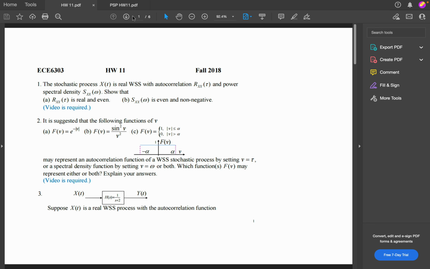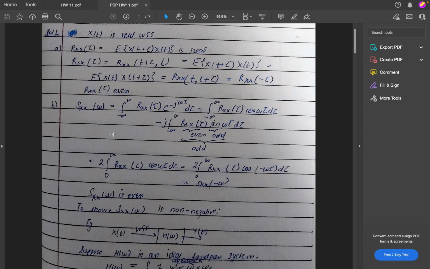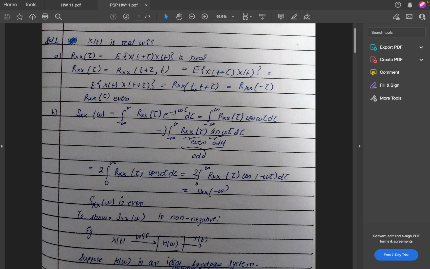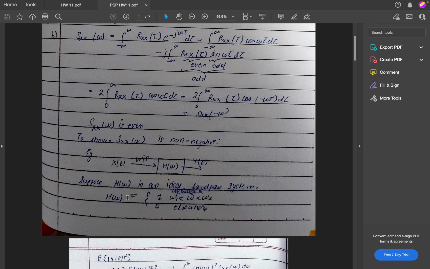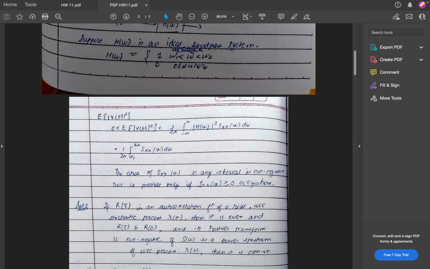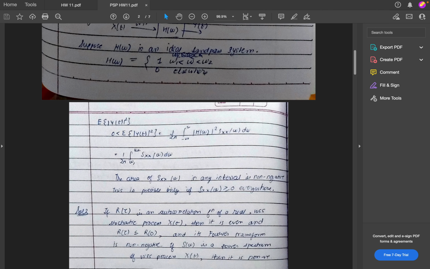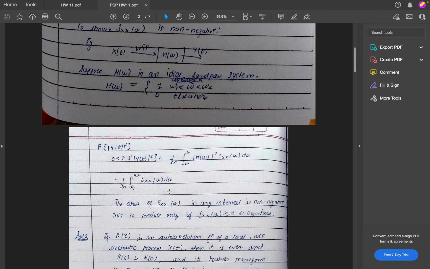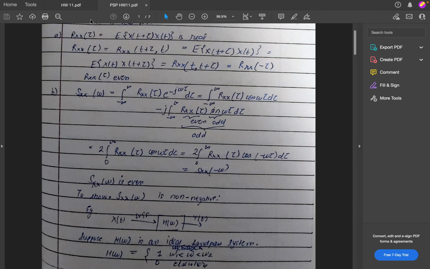And for the non-negative part, we know that these are non-negative values, and when integrated over positive values, this will give us non-negative values. And the area of the power spectral density in any interval is non-negative. Therefore, that is all for question 1 of homework 11.